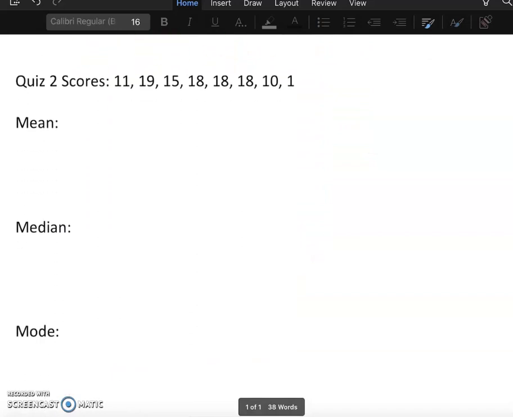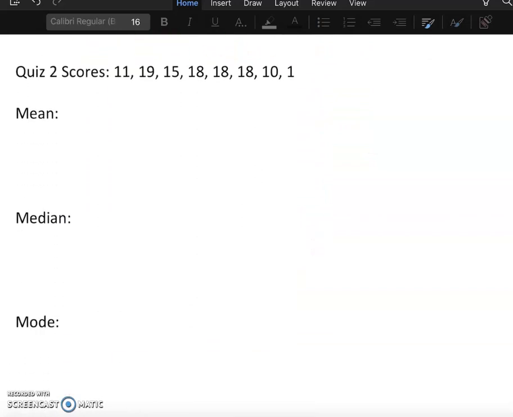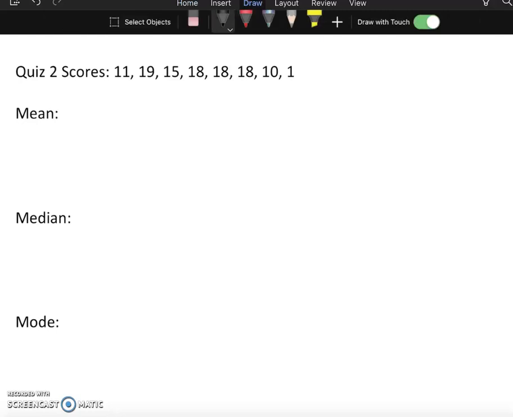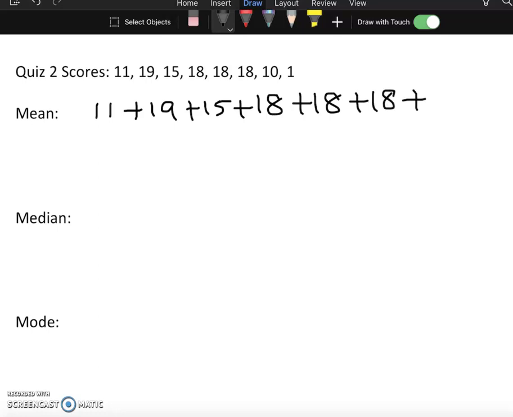Okay, so we're gonna do the same thing again. I'm gonna make it a little bit quicker on this one actually. So the mean is basically we're gonna add all of them: 11 plus 19 plus 15 plus 18 plus 18 plus 18 plus 10 plus 1.